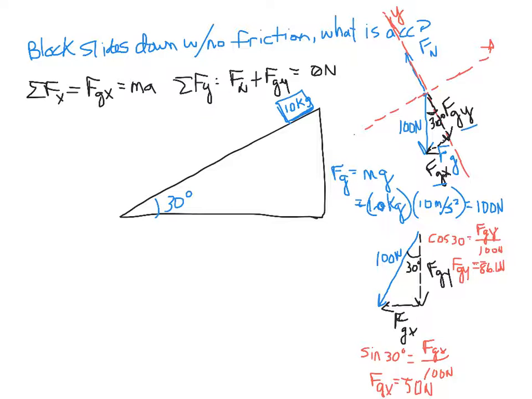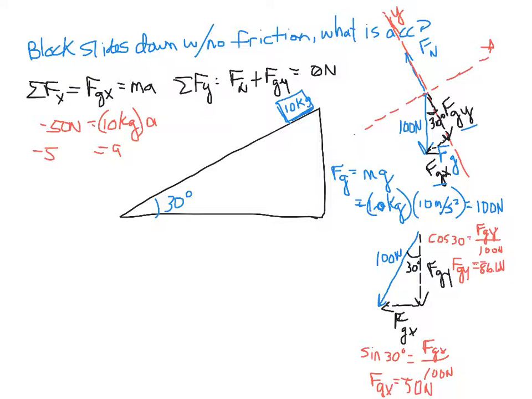Negative, there we go. It looks like it's not a negative. So anyway, negative 86.6 newtons, negative 50 newtons. Those are the two components. Now again, I only need the one. So if I go back here to my summation, I say that negative 50 newtons right here equals 10 kilograms, mass of the block, times A, my acceleration. And that means, obviously, my acceleration is negative 5.